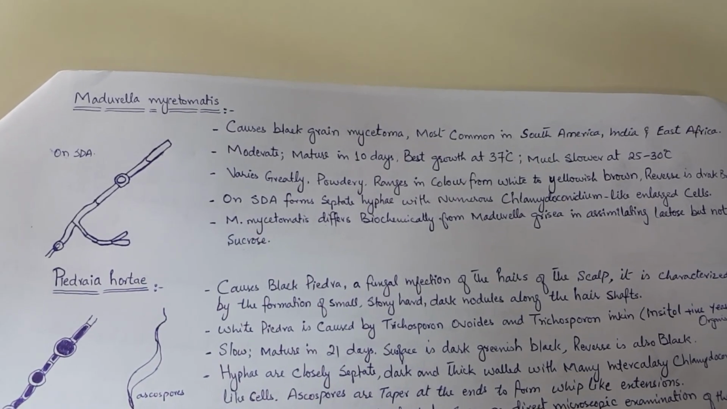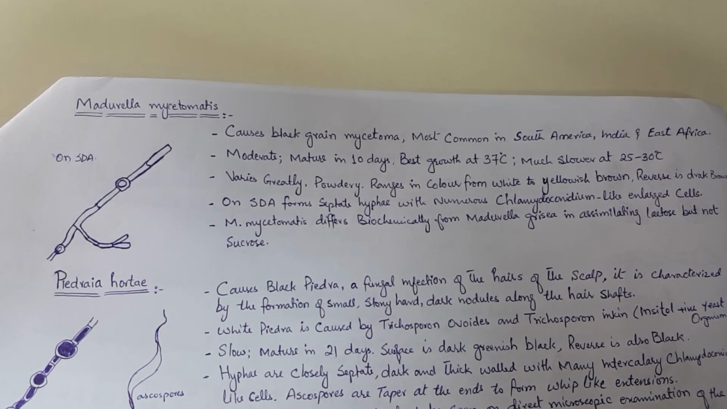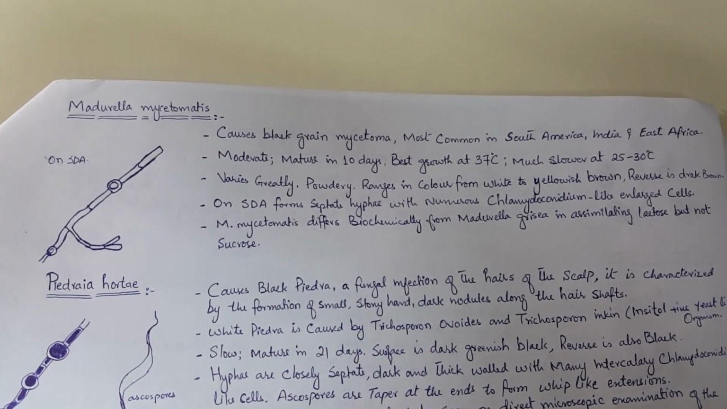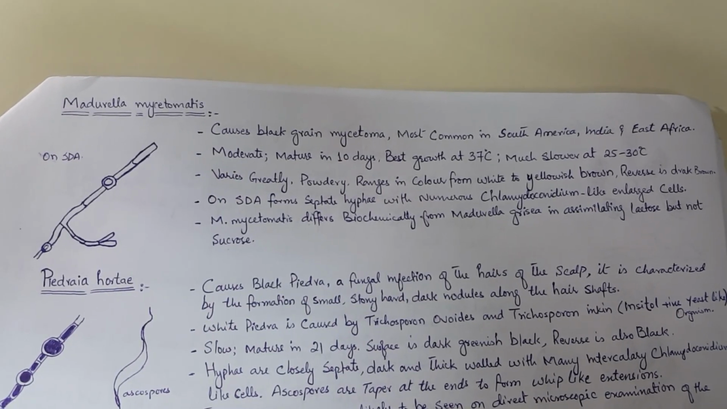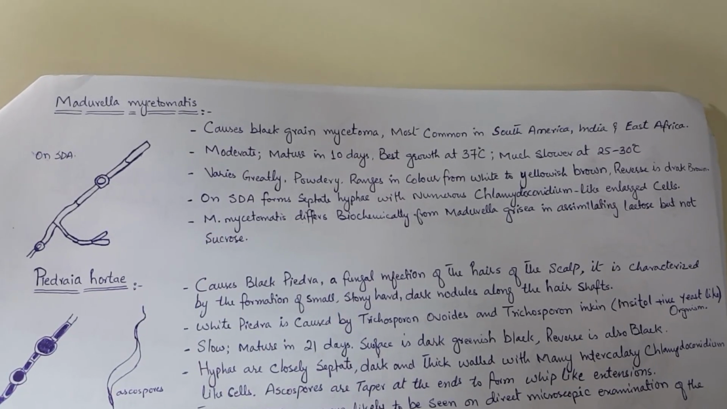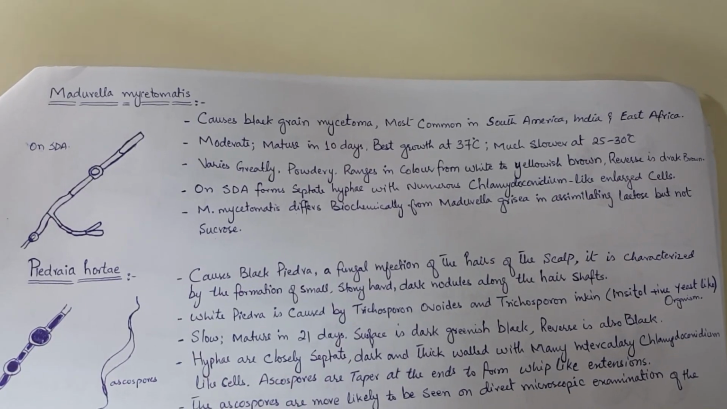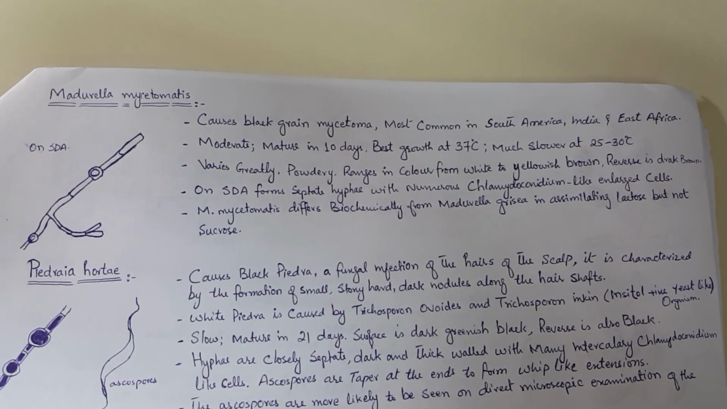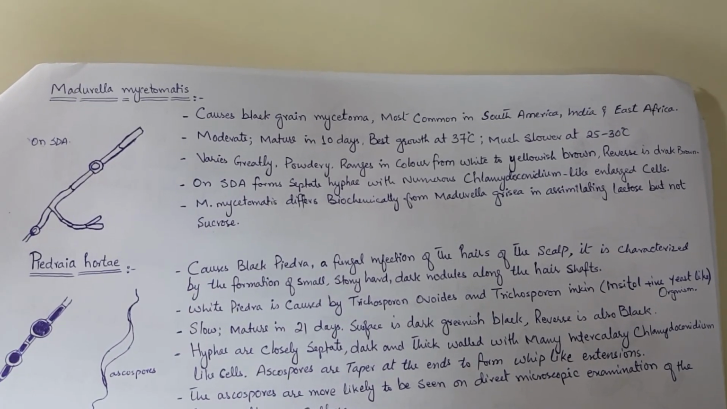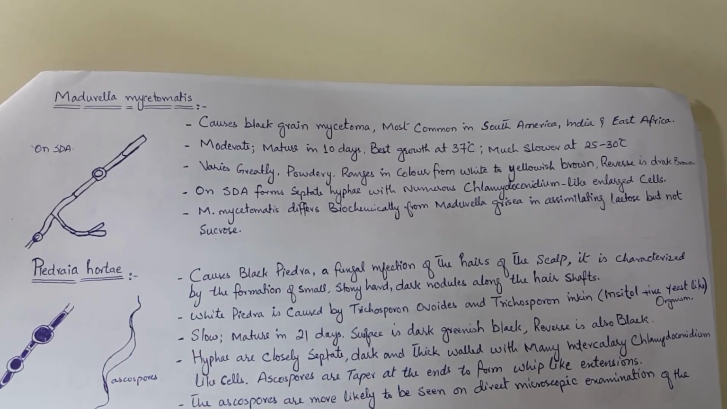In dematiaceous fungi, Madurella mycetomatis is a cause of black grain mycetoma, most common in South America, India, and East Africa. Moderate, matures in 10 days. Best grows at 37 degrees centigrade, much slower at 25 to 30 degrees centigrade. Varies greatly, powdery, ranging in color from white to yellowish brown. Reverse is dark brown. On SDA, forms septate hyphae with numerous chlamydoconidia-like large cells. M. mycetomatis differs biochemically from Madurella grisea in assimilating lactose but not sucrose.